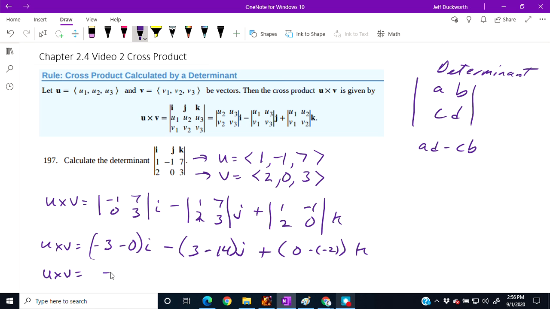So this gives us -3i. It's a -11 in there, so it's positive 11j. And we have a 2, so plus 2k. And that means that equals -3, 11, and 2 in component form.